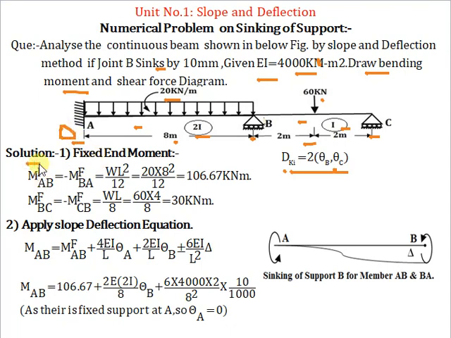Now, find out the fixed end moment for each span. Treat each span as fixed and find out the fixed end moment. The formula for UDL is WL square by 12. W is 20 and span is 8, square, divided by 12. It becomes 106.67 kN meter. So at A, the moment will be in anti-clockwise sense, so our sign convention is positive, plus 106.67 kN meter. And at B, it is in a clockwise sense, so the sign convention is minus 106.67 kN meter.